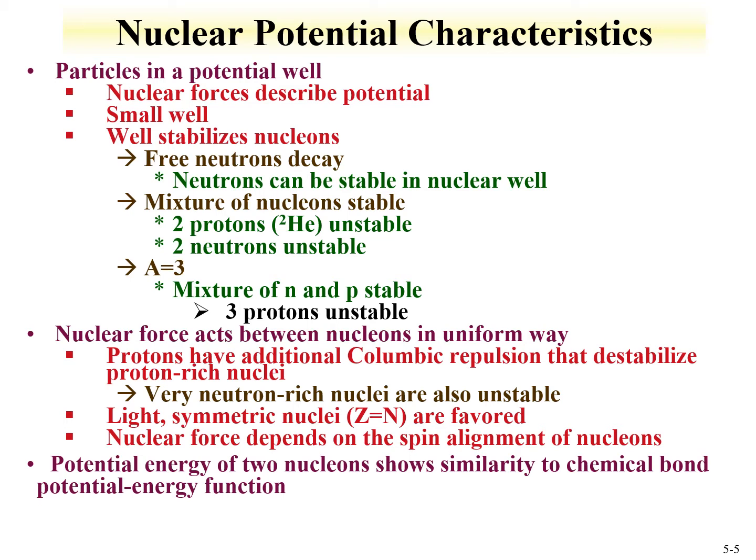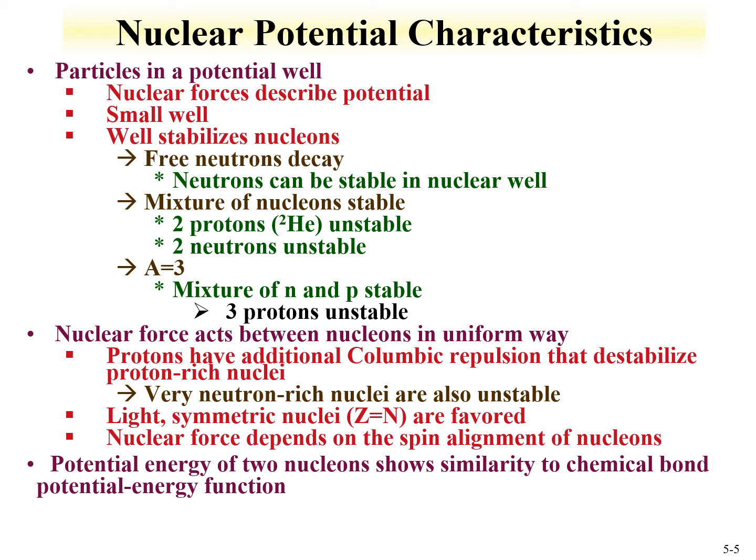A free neutron is not stable. It decays. Also, the way I mix nucleons matters for stability. For instance, if I have 2 protons, that's helium-2, which is an unstable nucleus. 2 neutrons is unstable.